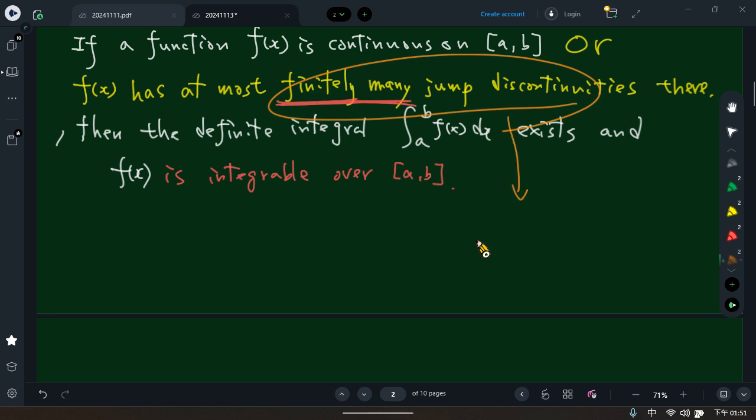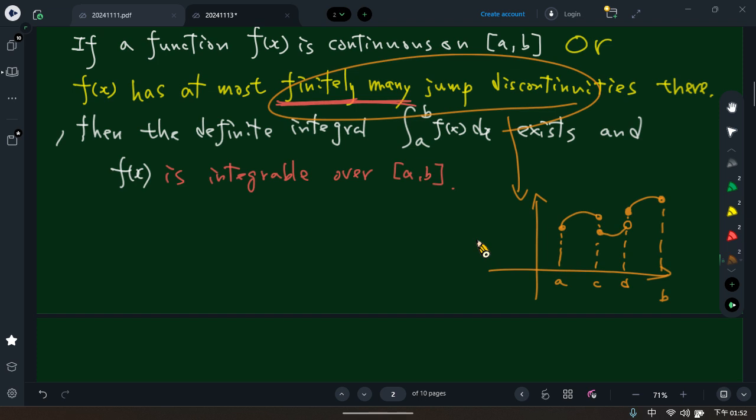Okay, so let me show you an example. For example, if the function looks like this, in this case we just have two jumping points. This function is not continuous, but we just have two jump discontinuities at C and D. So in this case, this function is still integrable from A to B.